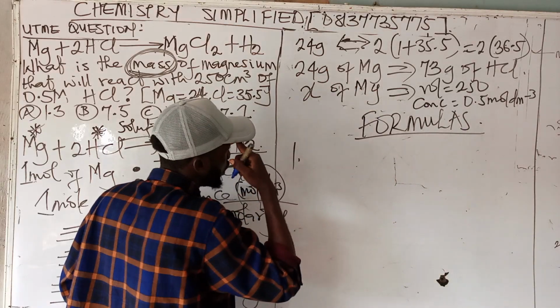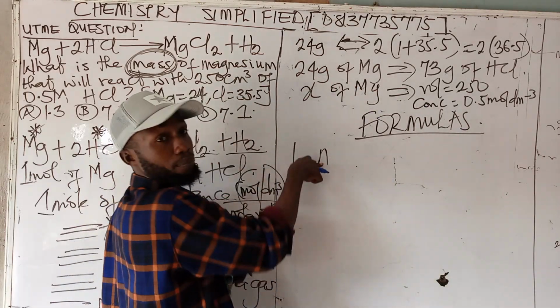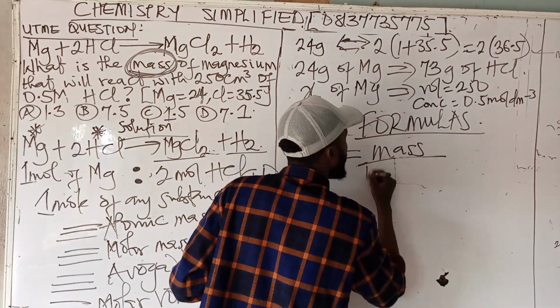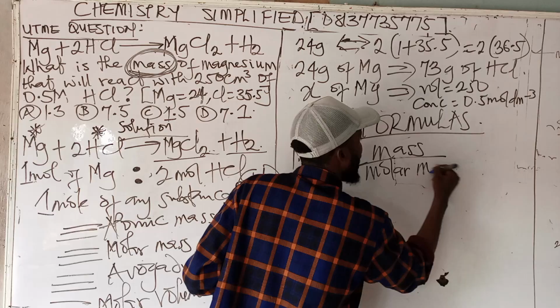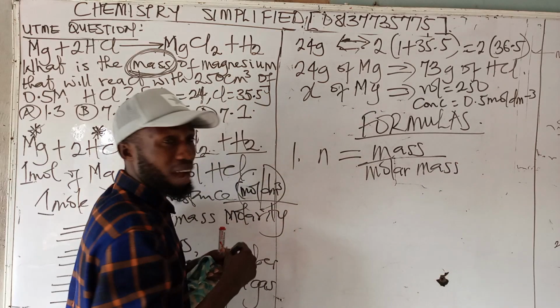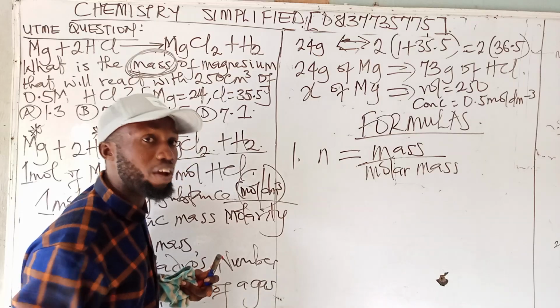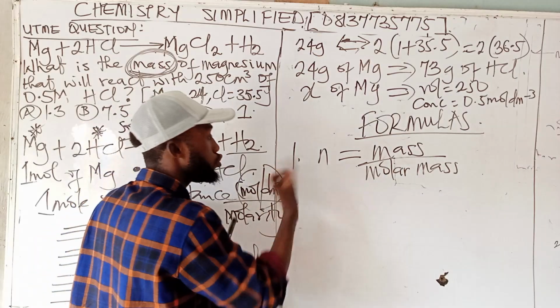Now number 1, you have to know that number of mole, my n is number of mole, is equal to mass over molar mass.